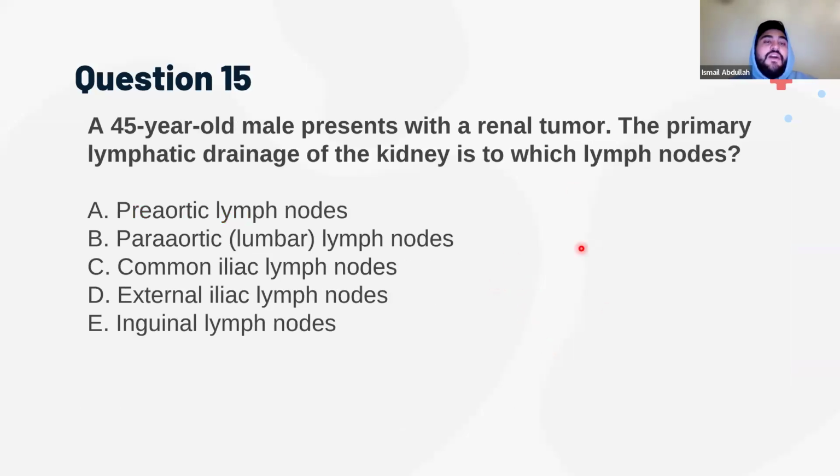Cool. So, a 45-year-old male presents with a renal tumor. The primary lymphatic drainage of the kidney is to which lymph node? Yes, it's going to be correct. It's going to be B. It's called para-aortic or lumbar. Usually these are two interchangeable terms in how it's going to be asked in the exam. But so let's move on.